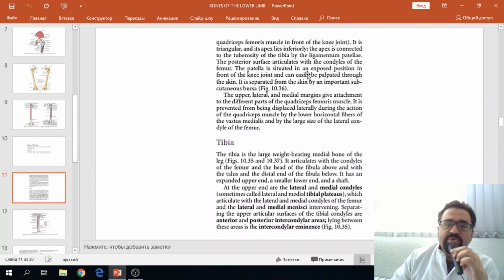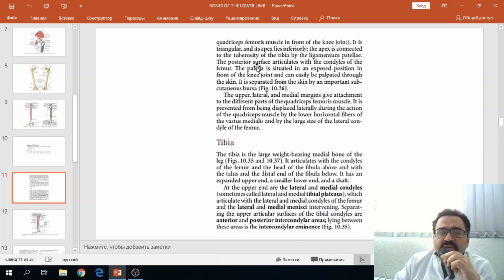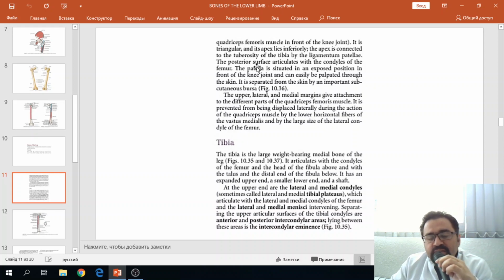The patella is situated in an exposed position in the front of the knee joint and can easily be palpated through the skin. It is separated from the skin by an important subcutaneous bursa. Bursas are fluid-filled sacs that reduce friction during movement. Anteriorly, there is a bursa between the skin and the patella bone, which is called the subcutaneous bursa.